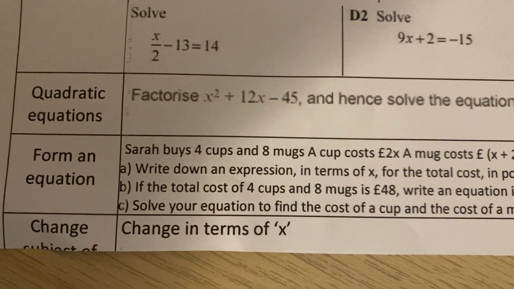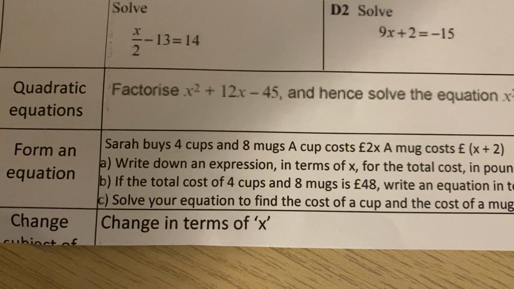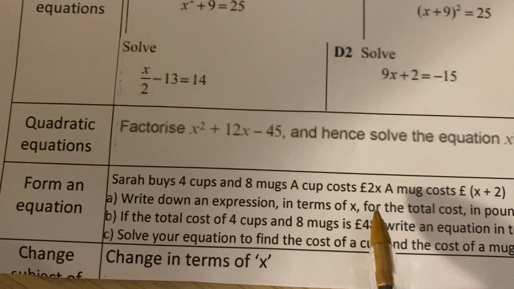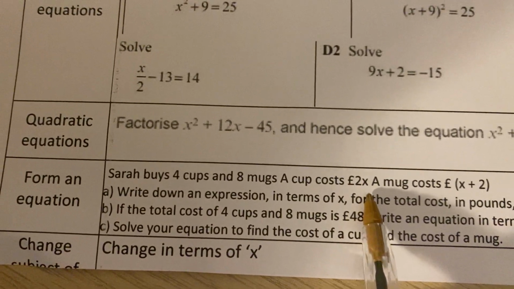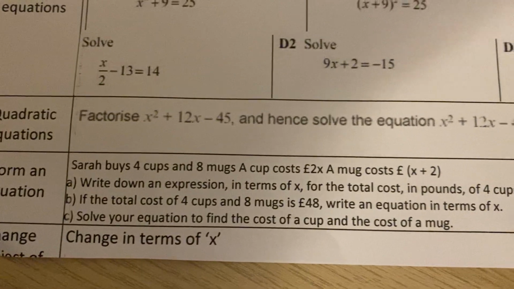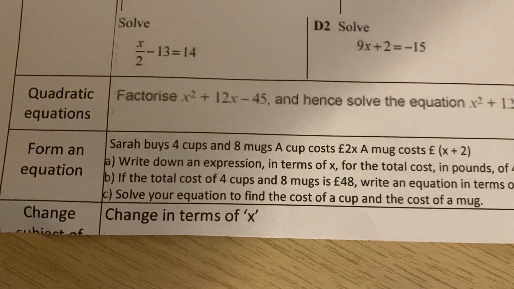Sarah buys 4 cups and 8 mugs. A cup costs £2x. Don't know what this means. A mug costs so much. Okay, I think, let's hope I'm getting this right.